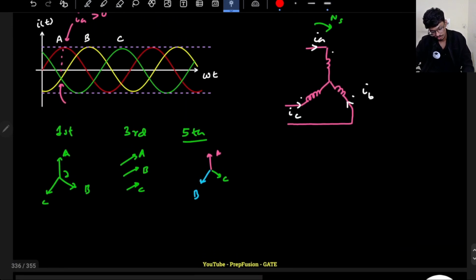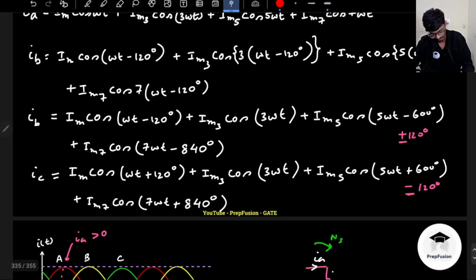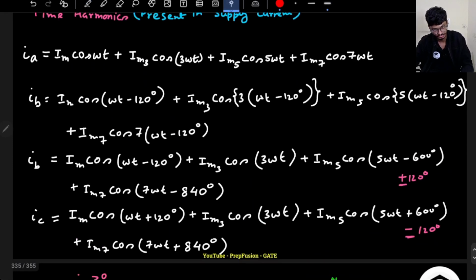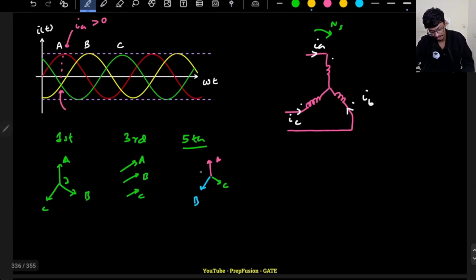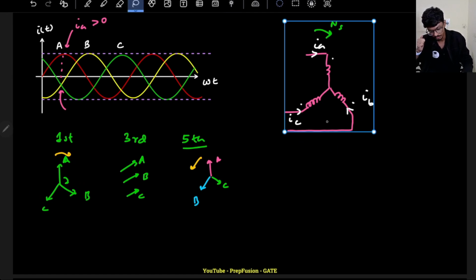What do you understand? The fifth harmonic is generating a magnetic field. The fifth harmonic is also generating a rotating magnetic field because it is like a balanced supply. Plus 120, minus 120, phase shift is 120, right? But it is rotating in the opposite direction to the fundamental component. So it is opposing the actual fundamental magnetic field. That is kind of a bad thing for us, okay? Because we are not able to get the full magnitude of the flux, because it is opposing.